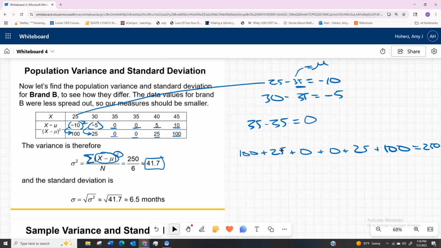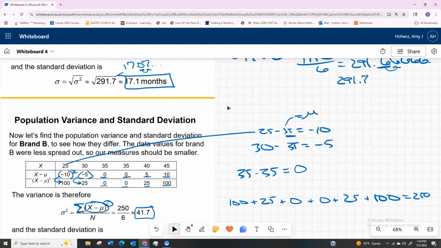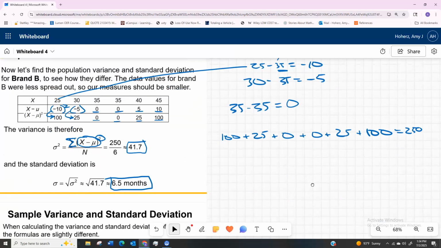And you'll notice that we get a considerably smaller variance and standard deviation for brand B because it had a lot less variation. So we had 17.1 months for brand A, and we had 6.5. So 17.1 was the standard deviation for brand A, and the standard deviation for brand B was 6.5. So that means that 6.5 is smaller, so it has much less variation.